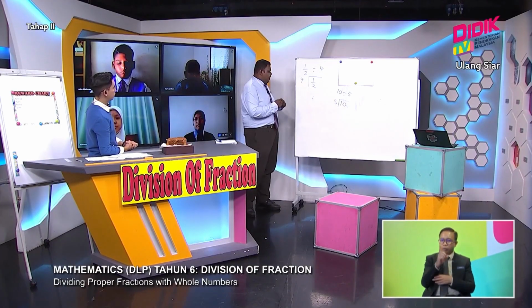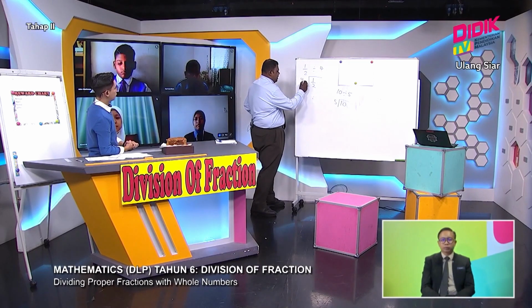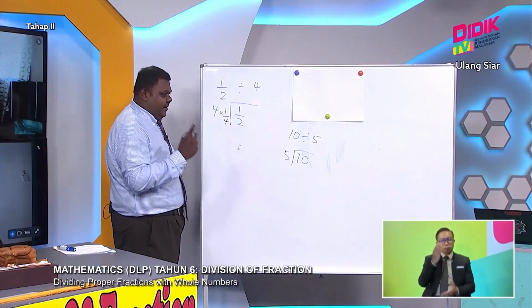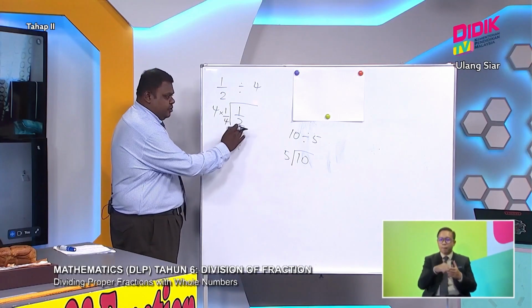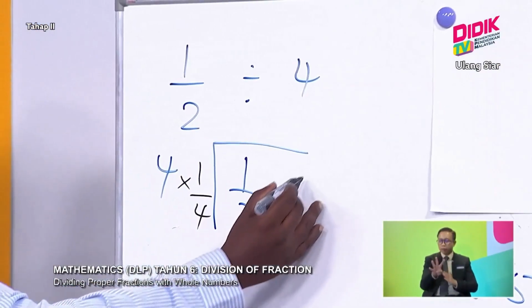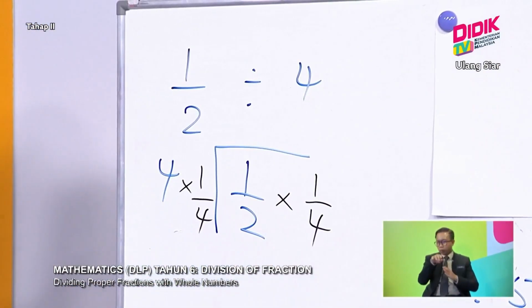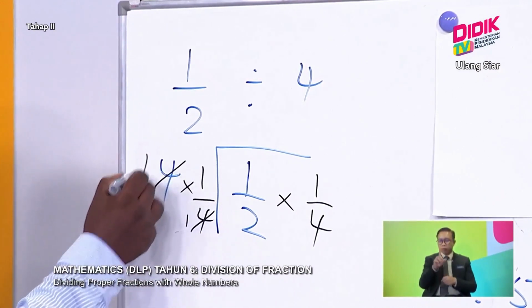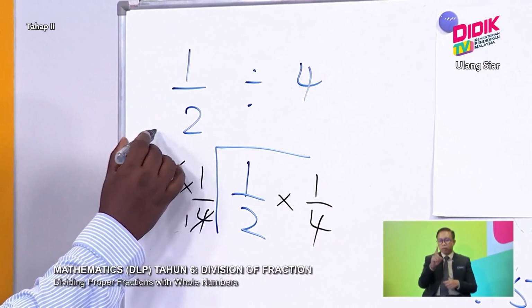So to make it 1, I have to times this number with 1/4, so that I can cut it and make it 1. Whatever I do here, I must do it here. So if here I times with 1/4, here also I must times with 1/4. Okay, now I simplify. 4 divided with 4, 1. So this will become 1.